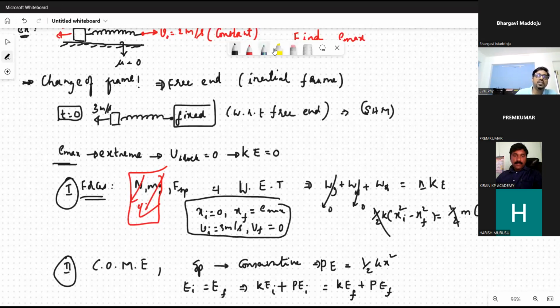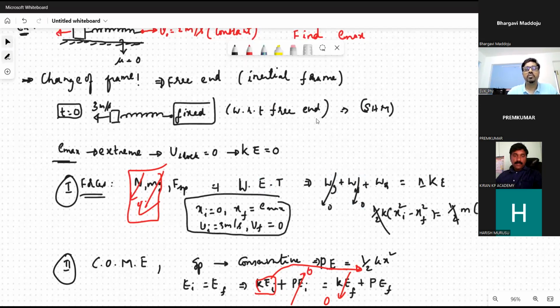Meaning here the initial potential energy is 0, and the final kinetic energy is also 0. Meaning whatever initial kinetic energy is there, that has been converted into final potential energy. There is a transformation of energy from one form to the other. Anyway, you can solve it. I think you got the idea, because the moment you are able to change the reference frame, this particular problem becomes very easy.